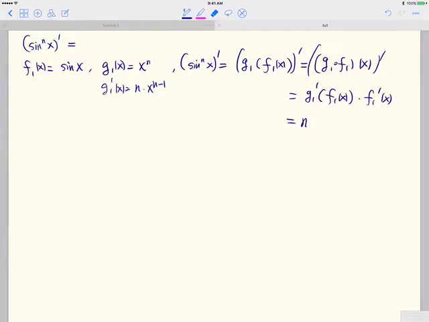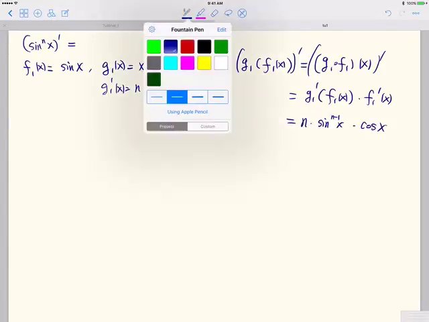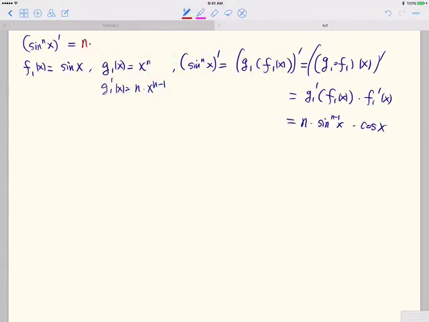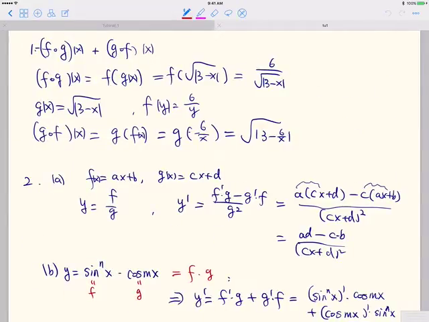So I'm going to erase this one. f1 x equals sine x, so this will be, right. That's simple. And times f1 prime at point x, which is just cosine x. So we have the answer for this now. This is just n times sine to the power of n minus 1 x times cosine x. Right? So this is for the first part, and the second part is here. Okay, let me see. Second part is this one.